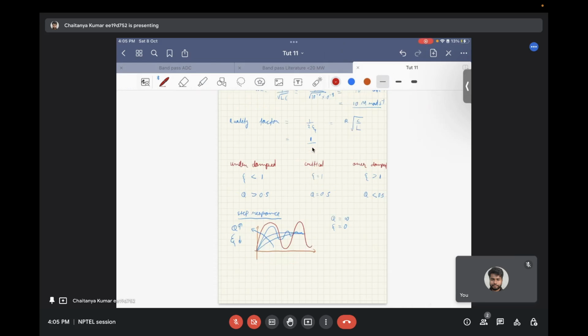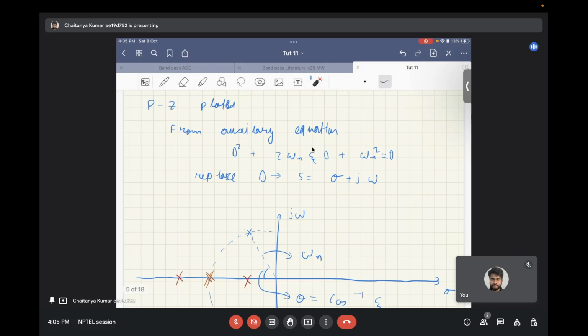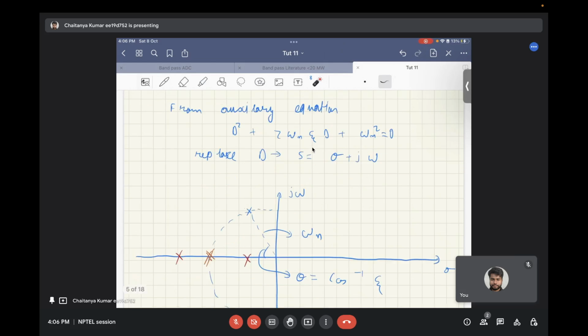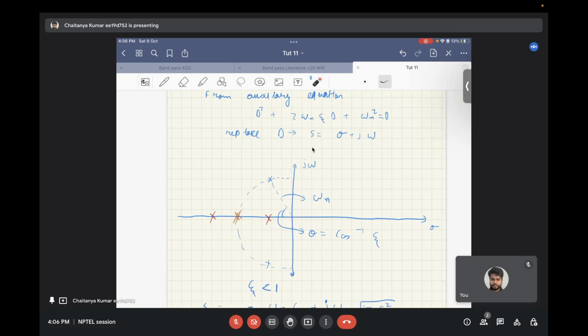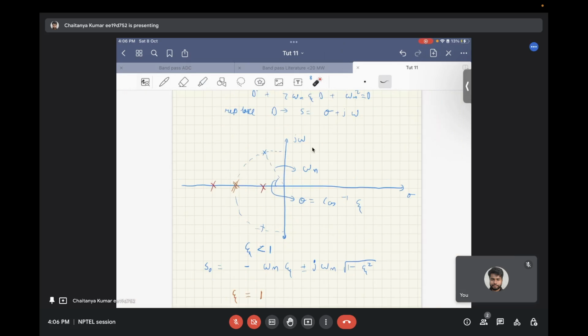So now, in terms of poles and zeros, how these systems look. From the auxiliary equation of the differential equation, that is D squared plus 2 zeta omega n D plus omega n squared, we can replace the D in the auxiliary equation by the Laplace variable s, that is equal to sigma plus j omega. So if we represent this on the s plane, the complex plane, what we get is the following.